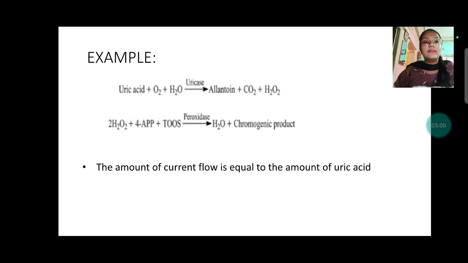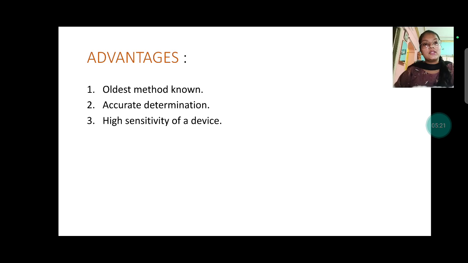Example: uric acid + O2 + H2O gives rise to, in the presence of uricase, allantoin + CO2 + H2O2. 2H2O2 + 4-AAP + TOOS gives rise to, in the presence of peroxidase, H2O + chromogenic product. The amount of current flow is equal to the amount of uric acid. Advantages: oldest method known, accurate determination, high sensitivity of a device.